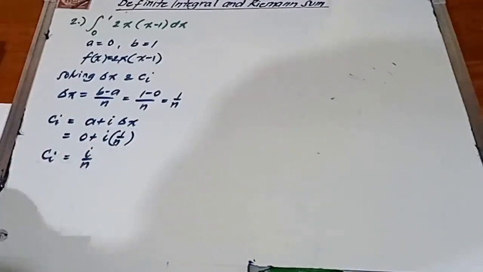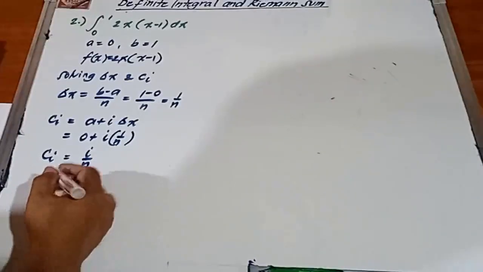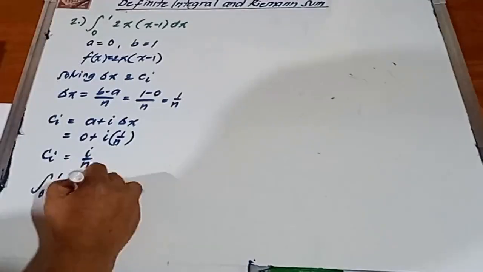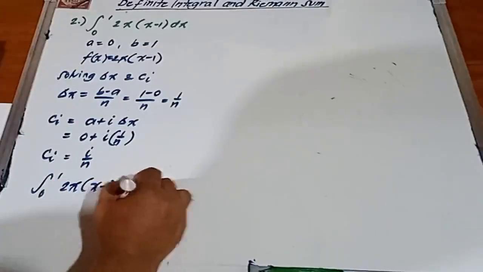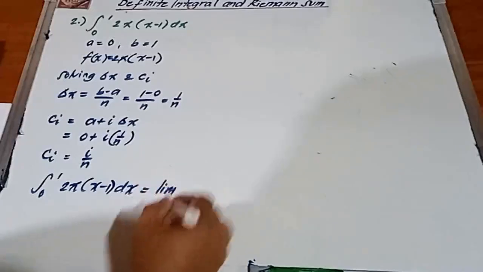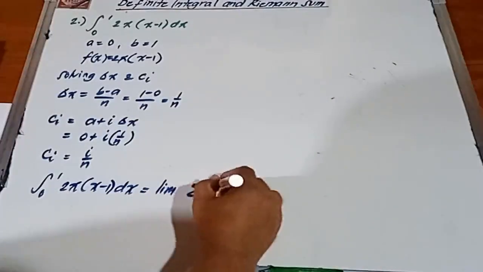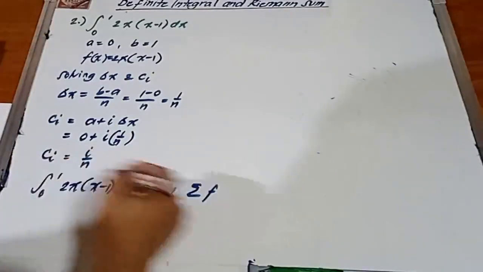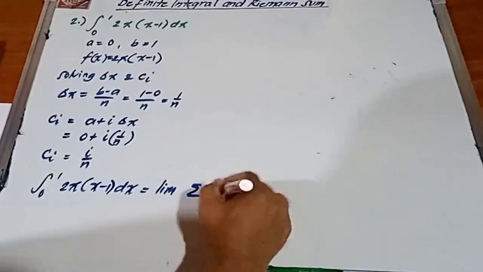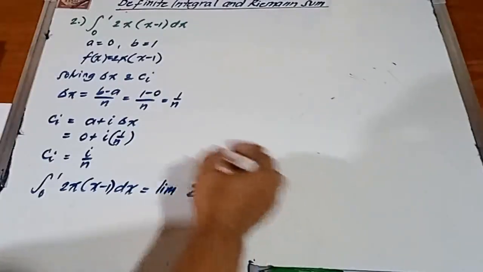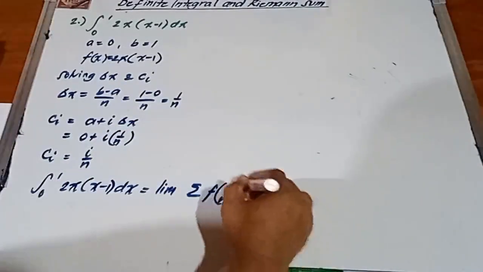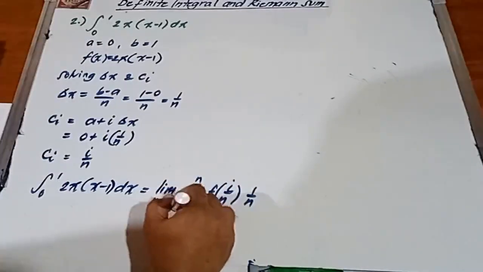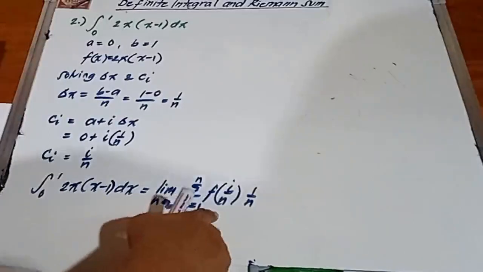Now, para ma-evaluate yung ating definite integral, we have integral of 0 to 1, 2x, quantity x minus 1 dx. This is equal to the limit of the summation of the products of f of c sub i. C sub i natin is this one, i over n, times delta x. Delta x is 1 over n, i equal to 1 to n and n approaches infinity. Evaluate natin to.